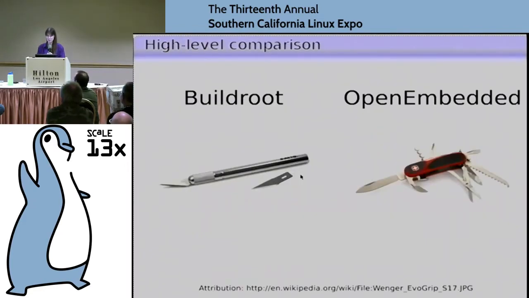Okay, well, motivation. So now we move on to the high-level comparison. I found these wonderful pictures that show how at least I tend to think of the two build systems. Buildroot is my X-Acto knife, and OpenEmbedded is my beloved Swiss Army knife. So that should give you the hint that one of them is super useful but simple, the other is super useful and featureful.